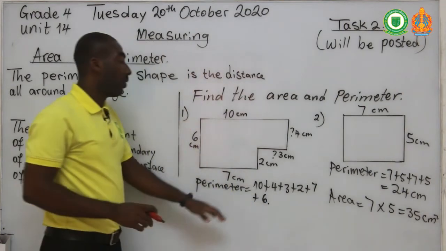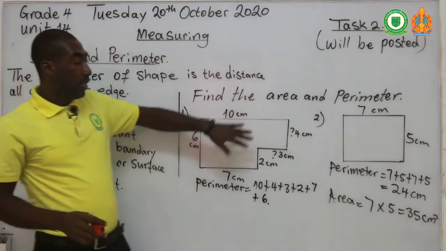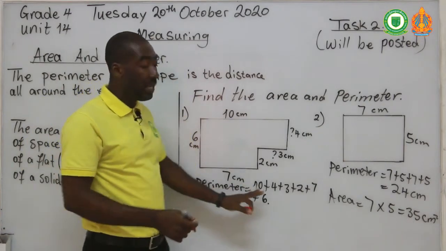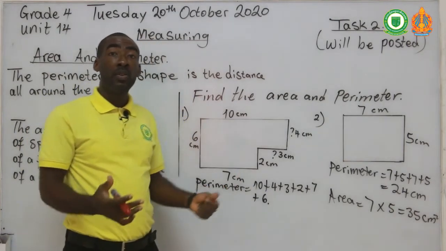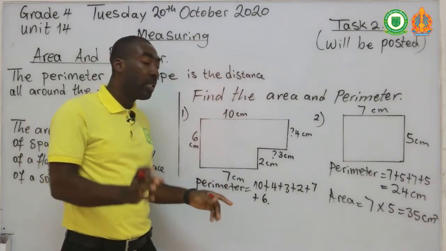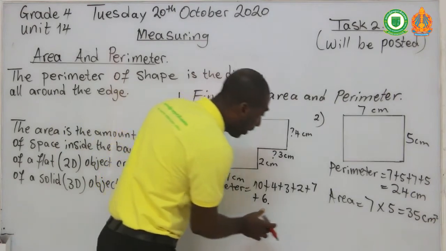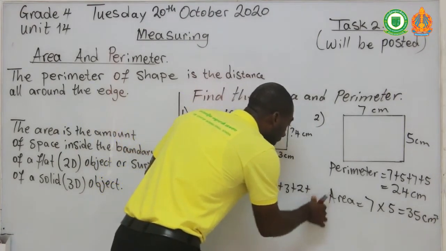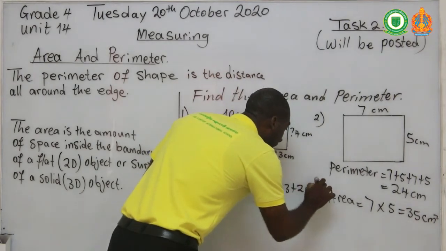Okay, so we need to add all these things together. That will give us our perimeter. Now, because the numbers are quite long, we can group them so that it becomes very easy for everyone to do the calculation, okay? So maybe we can fix our 6 here. So it's going to be 7 plus 6.